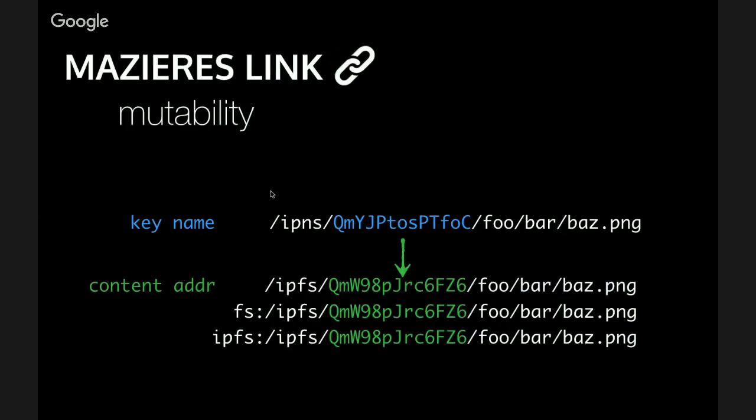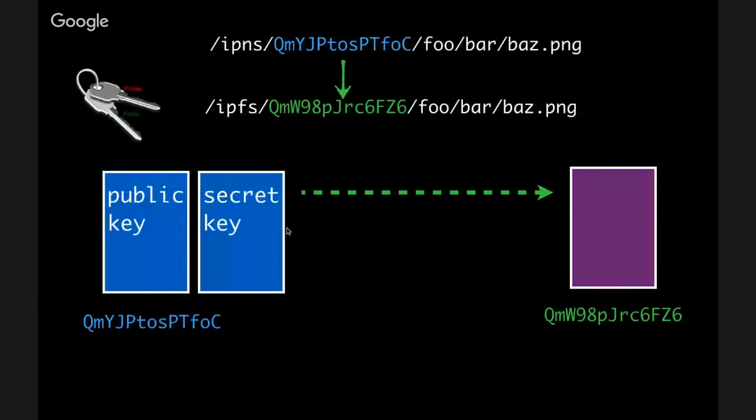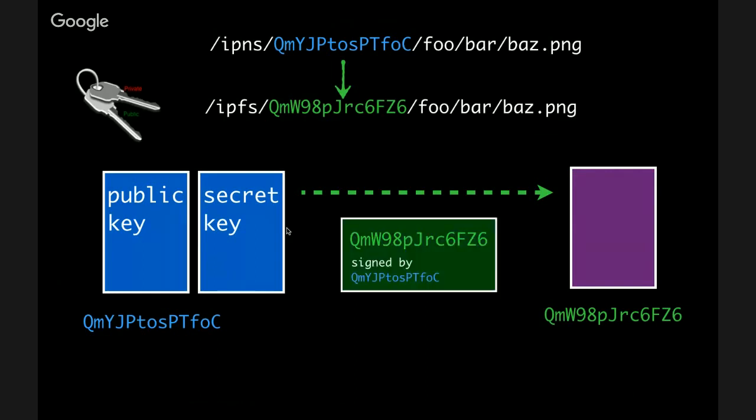So the idea is this blue part is a hash, but it's not the hash of the content, it's the hash of a public key. And what that means is that if you have a public-private key pair, you can create a link to some content that you can update over time, right? So you can point it to one version of the content now and point it to another version tomorrow and so on. And the way you do that is by creating a pointer saying, hey, the latest version of this link is this one, and you sign it with a private key.